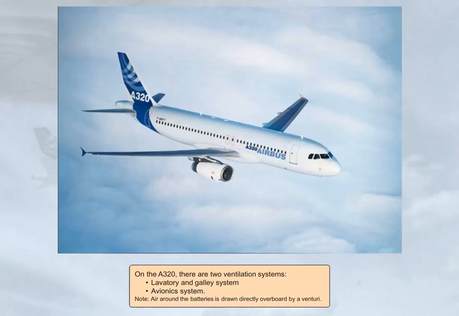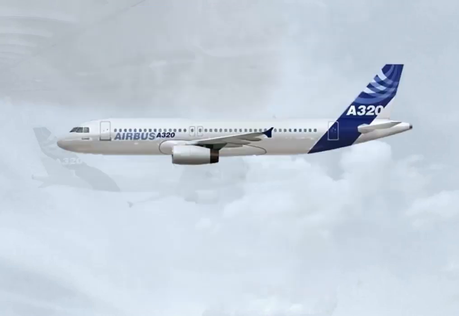On the A320, there are two ventilation systems: lavatory and galley system, and avionics system. Note: air around the batteries is drawn directly overboard by a venturi. The lavatory and galley system is fully automatic.